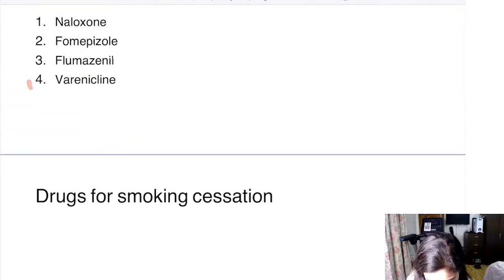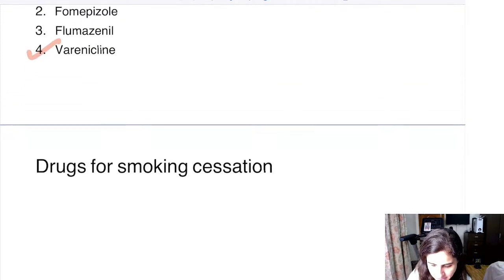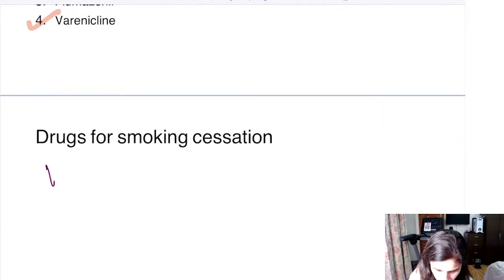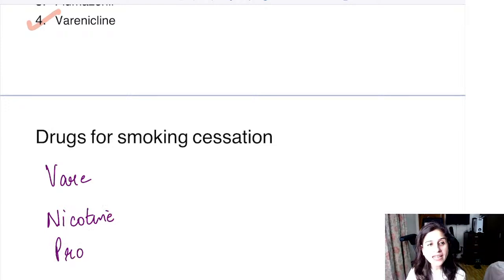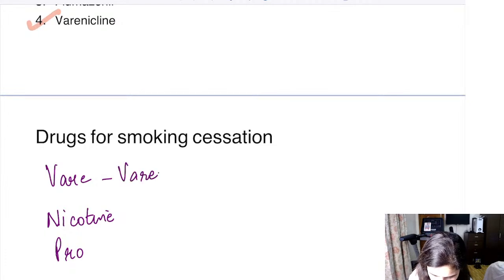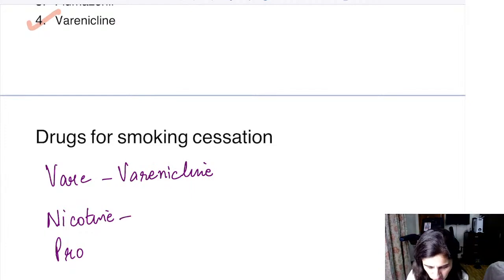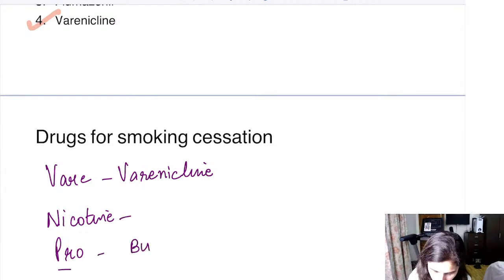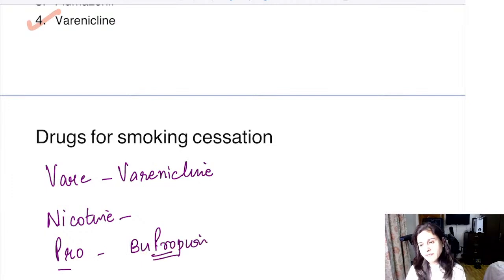4, very good, yes, 4. So mnemonic क्या रख लेंगे इसमें? Very nicotine pro. Very से आगे लगा लो, it is varenicline. Nicotine is nicotine as such. Pro आपका हो गया, bupropion. ठीक है, varenicline, nicotine, bupropion.